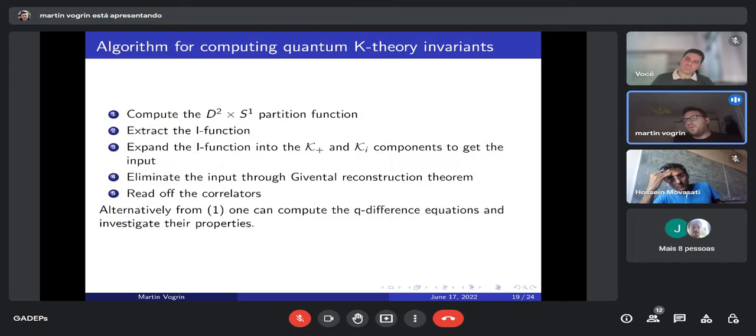And alternatively, from just computing the D2 times S1 partition function, this partition function is actually quite interesting on its own. So it really plays a role very similar to the role of periods for two-dimensional theories. If we look at the D2 partition function, we can again write the analogues of Picard-Fuchs equations, which are in this case Q difference equations, and then we can investigate their properties. For example, these Q difference equations have a very interesting singularity structure, because this small parameter Q is appearing, and then this Q will also have singularities. So there won't be singularities just in the usual complex structure parameter, but there will also be singularities in this small Q. And this plays some role when you investigate these types of functions.